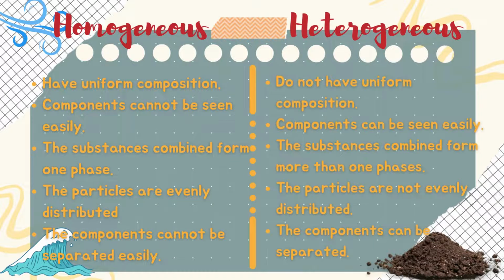On the other hand, heterogeneous mixtures do not have a uniform composition. The components can be easily seen. The substances combined form more than one phase. The particles are not evenly distributed. The components can be separated.